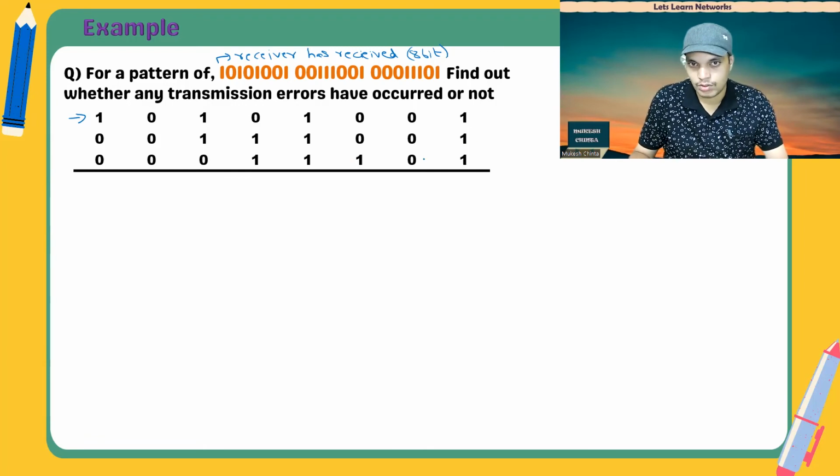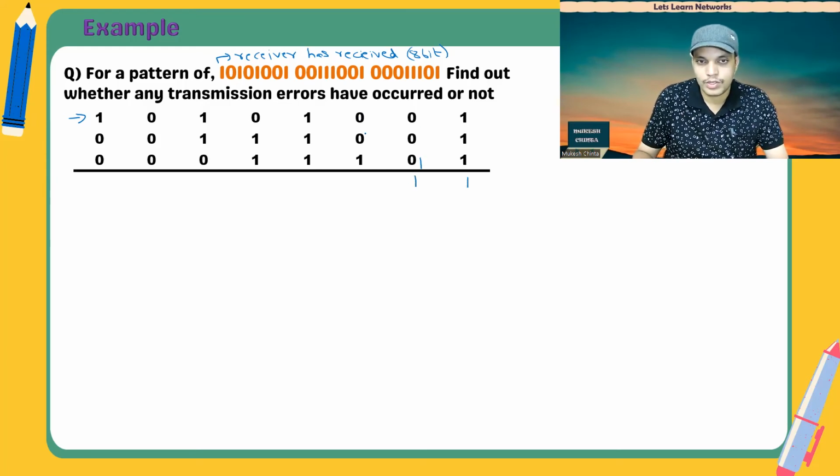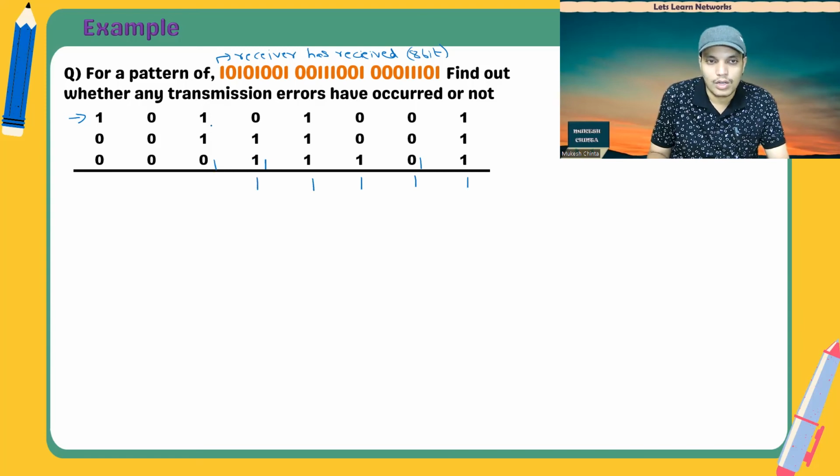So 1 plus 1 is 0, carry 1, and 0 plus 1 is 1. So it is all zeros, 1 here. 0 plus 0 is 0, 0 plus 1 is 1. 1 plus 1 is 0 with a carry 1, and 0 plus 1 is 1. Once again, 1 plus 1 is 0 with a carry 1, 0 plus 1 is 1. So 1 plus 1 is 0 with a carry 1, 0 plus 1 is 1. So 0 plus 0 is 0, 0 plus 0 is 0, and a carry 1 here. So 1, 1. So this is my sum.